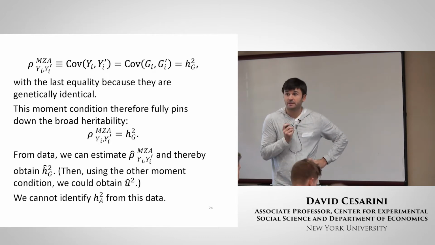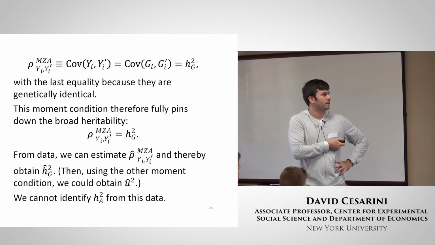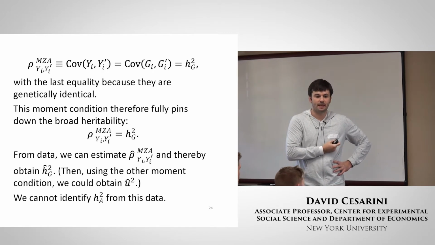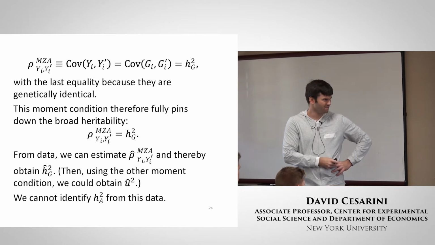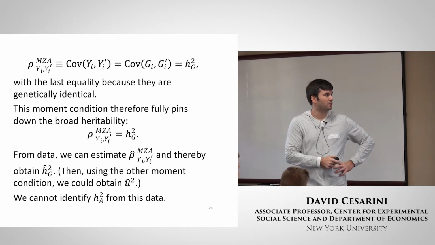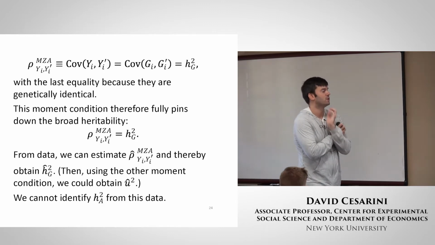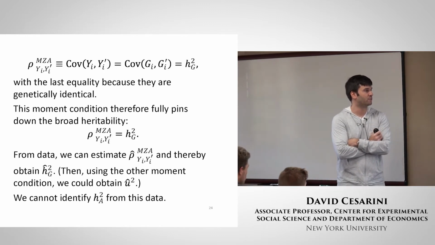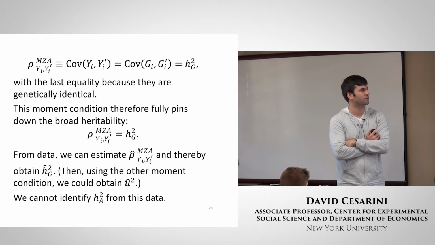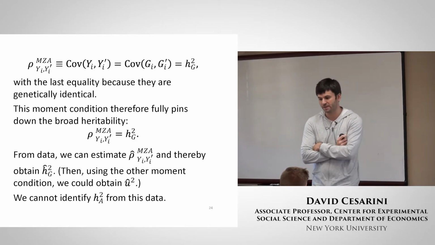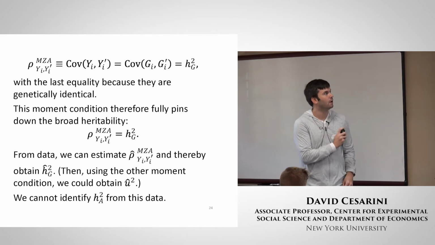Now, one thing we can't identify from these data is H2A. We can't identify narrow heritability from just this one sample moment. Why is that? Well, that's because we have no way of separating narrow and broad sense heritability with just one type of twins. And that's actually a problem that comes up also in conventional twin studies, and it's kind of swept under the rug or replaced by some assumption. And maybe that's fine, but I think it's good to be explicit about the assumption.